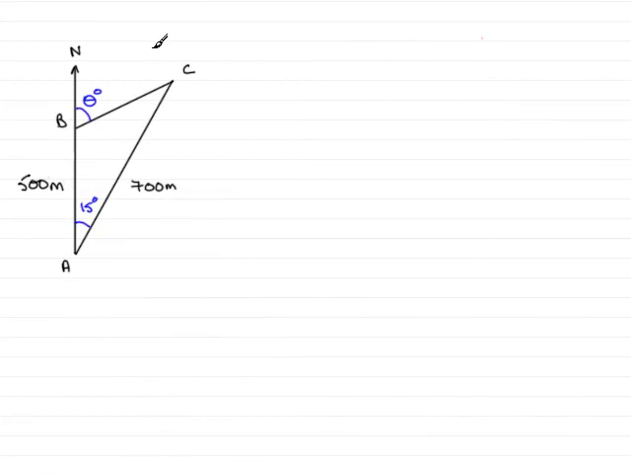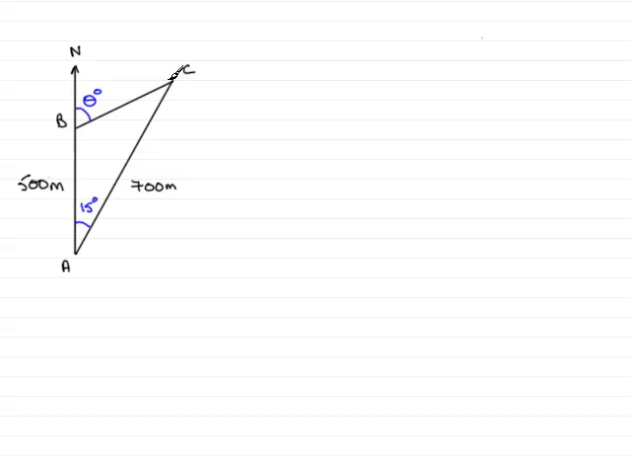Now what I've done is just copy out the diagram that we're given. It shows the position of the three yachts A, B and C. AB is 500 meters, AC is 700 meters, and the angle BAC is 15 degrees. And we've got to find the distance BC.